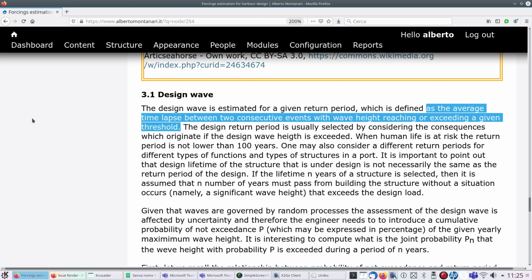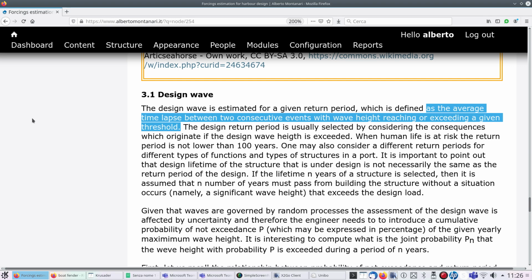So to give you an example, referring to river flooding, which I probably know better than harbor engineering: if you look at the Po River, we got a 50-year flood, which means a flood with a 50-year return period, in 1951. And then we got another one in 1994 after 43 years, which is comparable to 50, so okay. And then we got another one in 2000 after only 6 years. Because it's the average interval that is 50 years, not the single one. Keep this in mind. This is extremely important.